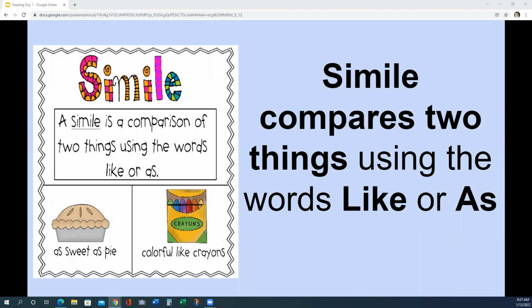And then colorful like crayons. I know lots of people. I have a friend whose personality is as colorful as a crayon. That is a simile. Similes always use the words like or as to compare two things. So if you see something is like or as in a sentence, most likely that's a simile if they're comparing two things.